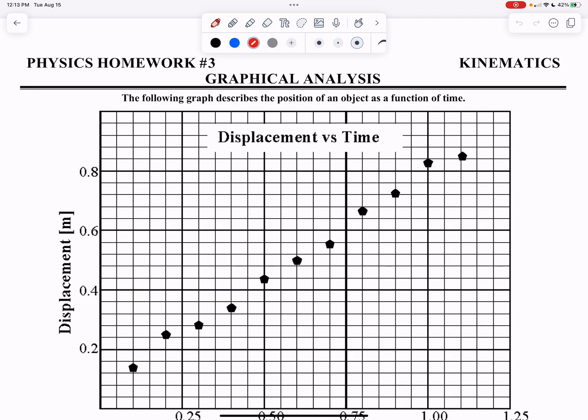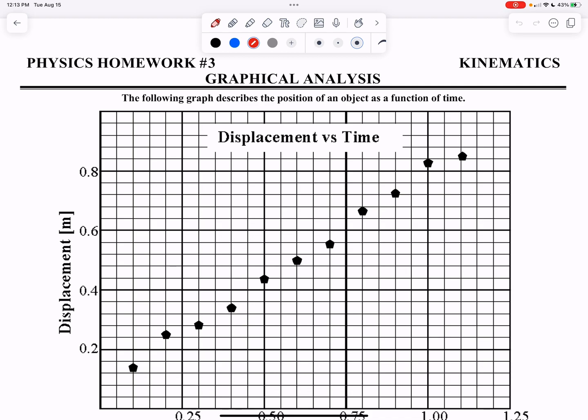PH number 3 centers on graphical analysis of a displacement versus time graph. Sometimes you'll see it as displacement versus time, sometimes as position versus time, and every once in a while as distance versus time. Basically, this is a graph of how far you went and how long it took you to get there.